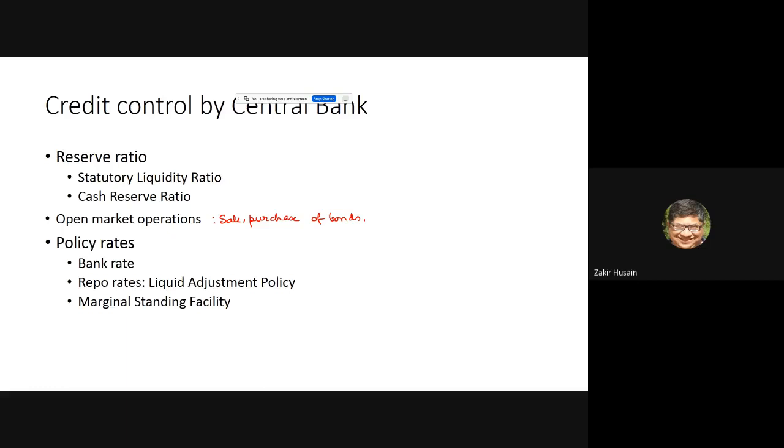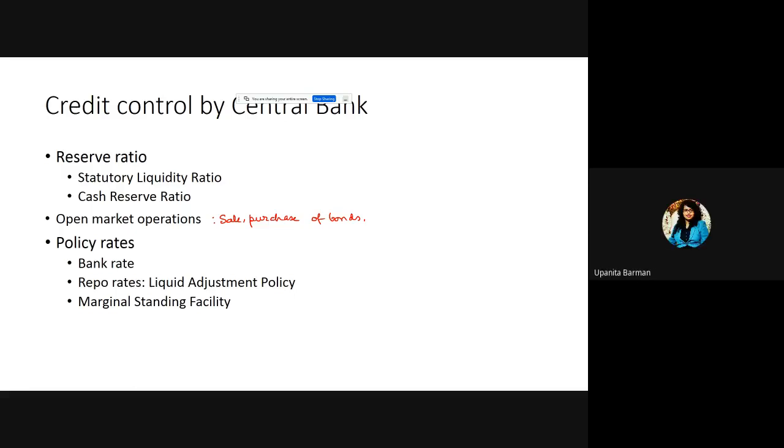And similarly, if the central bank decides to sell bonds, then we are taking away money from the public. It is going outside of circulation. So the money supply will decrease. Next is policy rates. So you have different types.